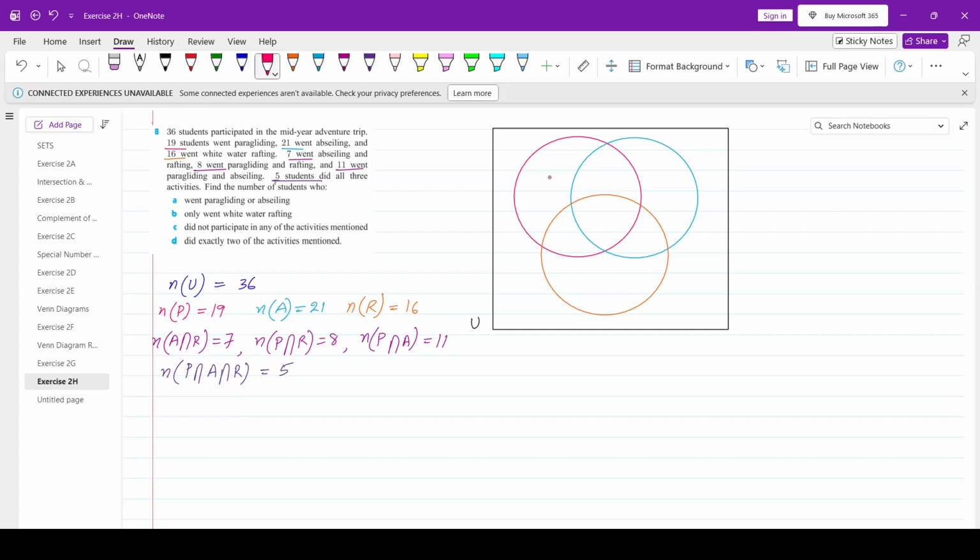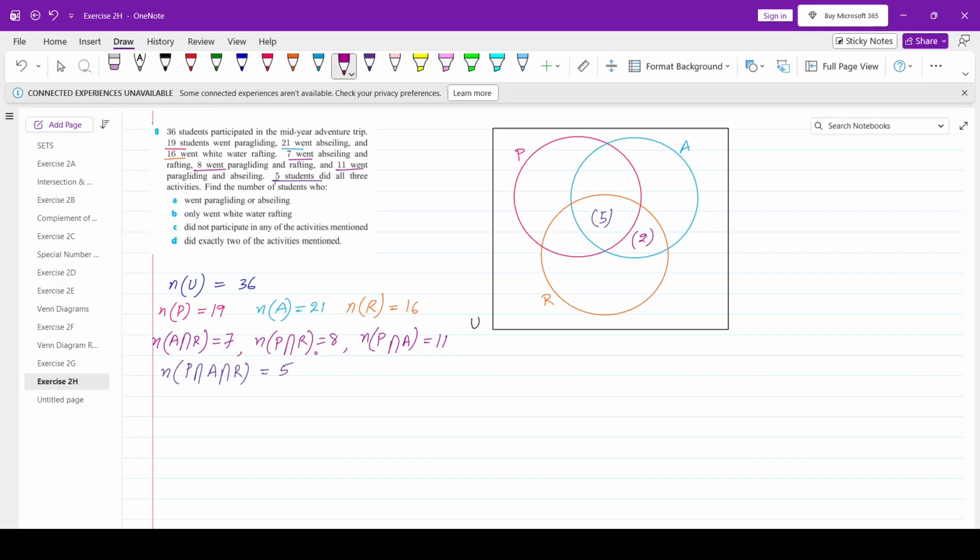Now let's draw the Venn diagram for it. So this is paragliding, this is abseiling, and this is rafting. Now we know the intersection of all three is 5, so 5 will come here. The intersection of A and R is 7. A and R is this part, and it has 7 students, out of which 5 is already written. Therefore, remaining 2 will come over here.